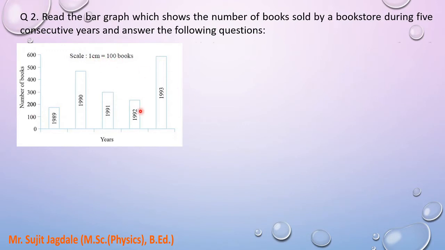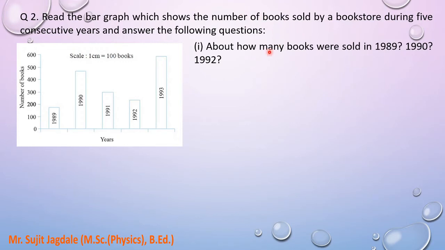Now we will see the first question in that. About how many books were sold in 1989, 1990 and 1992? So here we have to consider 3 years. The first one is 1989, so this year we have to consider. The second one is 1990, so this bar we have to observe. And the last one is 1992, so this bar graph we have to observe.